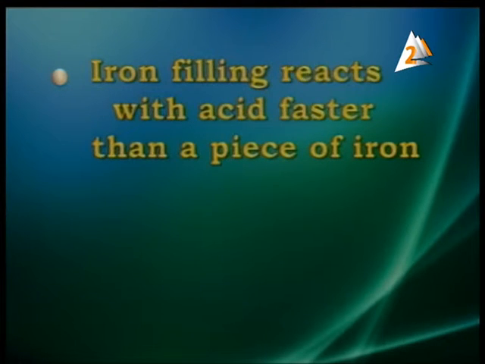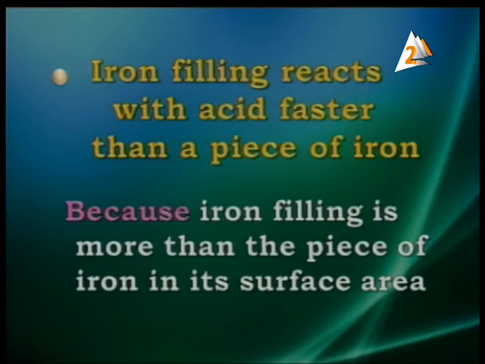Iron filings react with acid faster than a piece of iron. Why? Because the iron filings have a larger surface area than the piece of iron. The surface area of the piece makes many layers that the acid doesn't reach, so the reaction is not complete. But iron filings are exposed to the HCl, or the acid, to make the reaction faster.